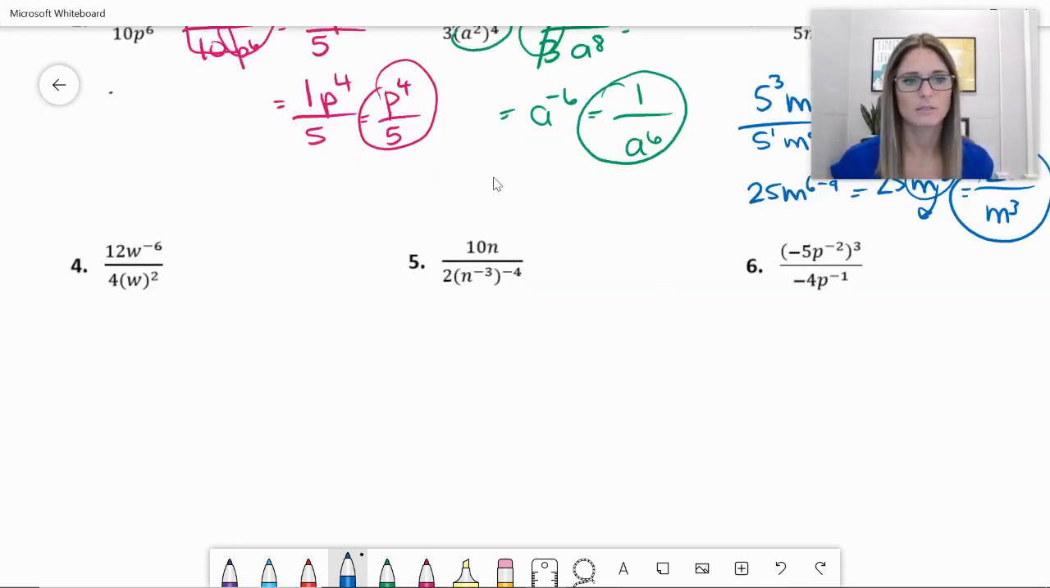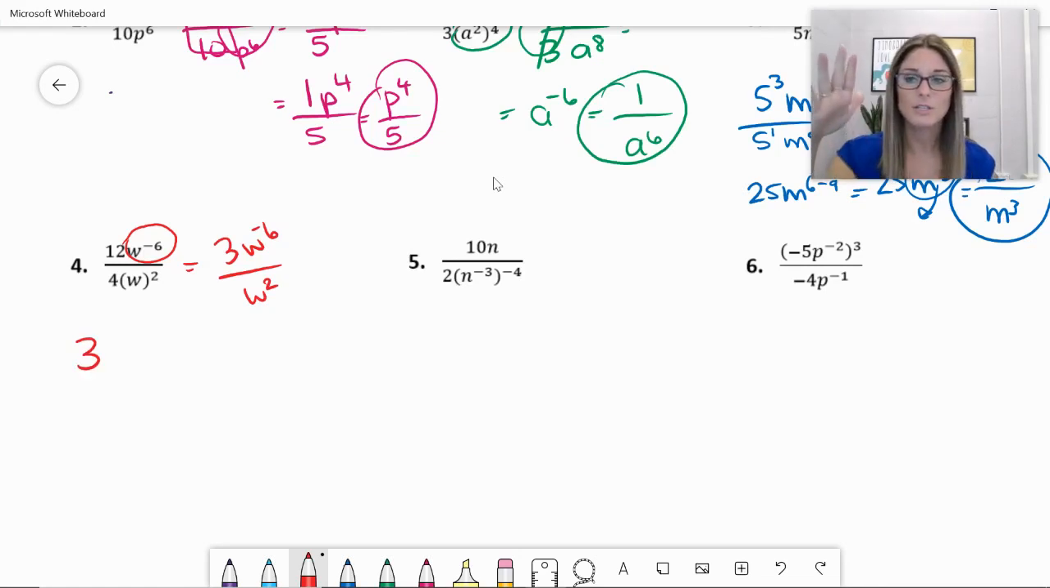Number 4. Now, the first thing that draws my eye is that negative exponent, w to the negative 6. I can't have a negative exponent, so we'll take care of that. But first, let's look at the 12 and the 4. Those are still numbers. I can still simplify as a fraction, or I can divide them. 12 divided by 4 is 3. Let me just show our steps here.